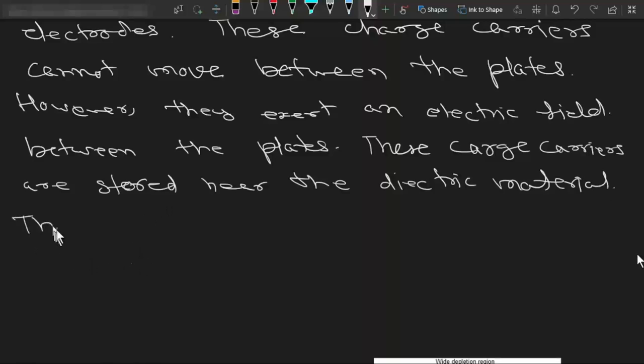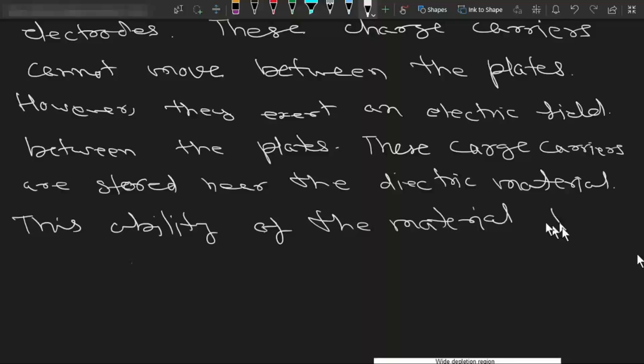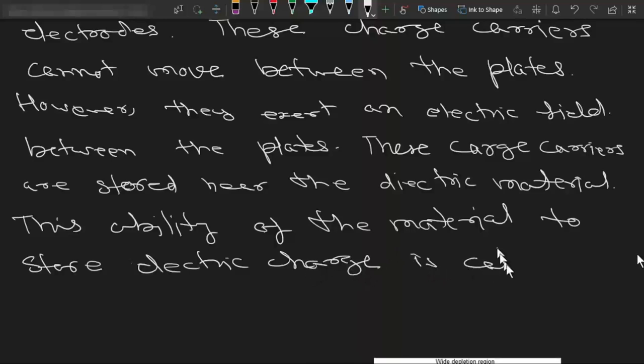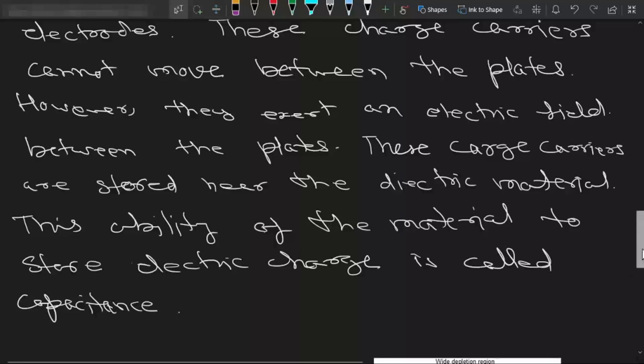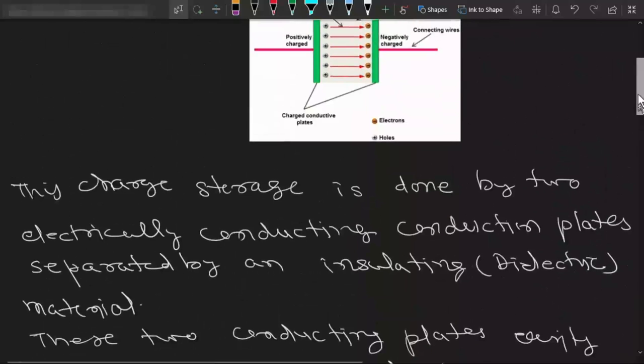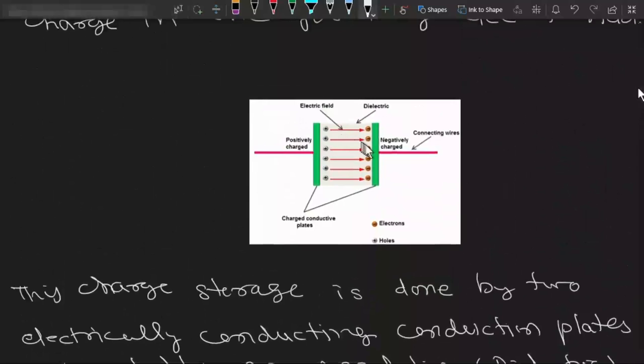So this ability of a material to store electric charge is called capacitance. It's a very simple phenomenon, as I think we all know, that if there is an insulating or dielectric material between two conducting plates, then this device can act as a capacitor that can store electric charges.